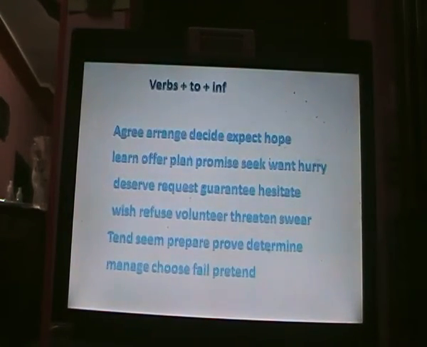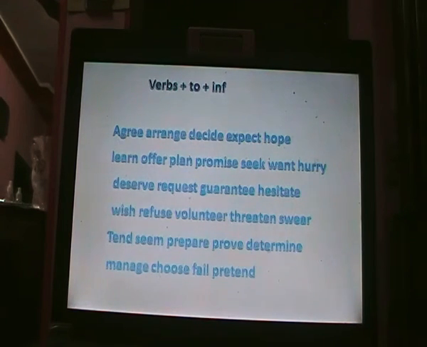We have another group of verbs that are followed by to plus infinitive. For example, agree, arrange, decide, expect, hope, learn, offer, plan, promise, seek, want, hurry, deserve, request, guarantee, hesitate, wish, refuse, volunteer, threaten, swear, tend, seem, prepare, prove, determine, manage, choose, fail, pretend. For example, "I agree to come with you." After the verb agree, I take to plus infinitive, and all these verbs are the same.